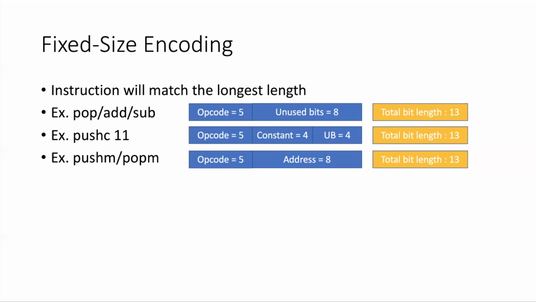For our push C11 instruction example, we will have an opcode of 5, a constant of 4, and then we will have 4 unused bits so that our 9 bits from the previous example will then be equal to 13 bits in total to match the longest length. And since our push m slash pop m example was the longest bit length, then it does not need any extra unused bits since that is the longest length we are trying to follow.